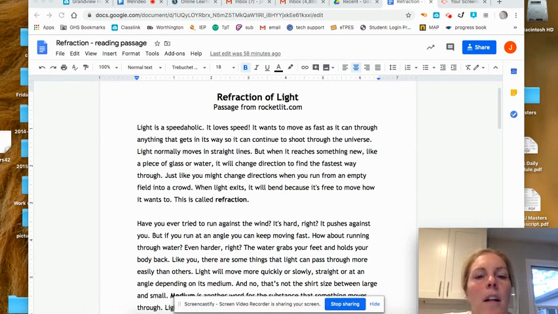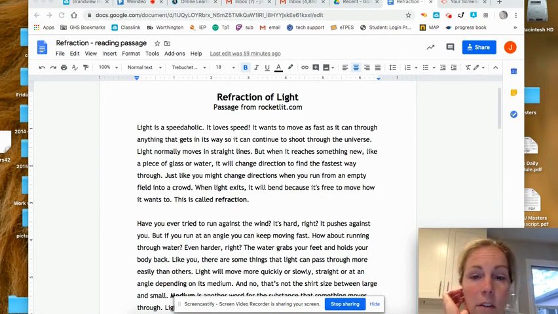Light is a speedaholic. It loves speed. It wants to move as fast as it can through anything that gets in its way so it can continue to shoot through the universe. Light normally moves in straight lines, but when it reaches something new, like a piece of glass or water, it will change direction to find the fastest way through.